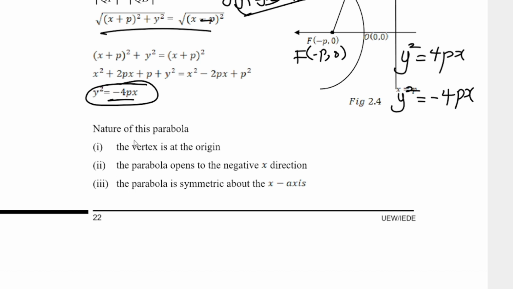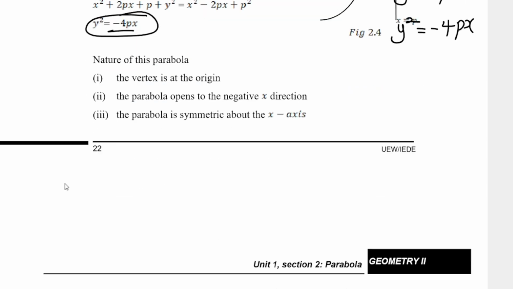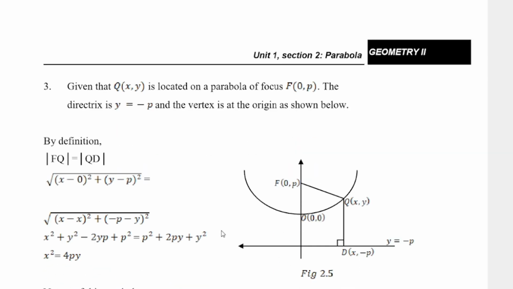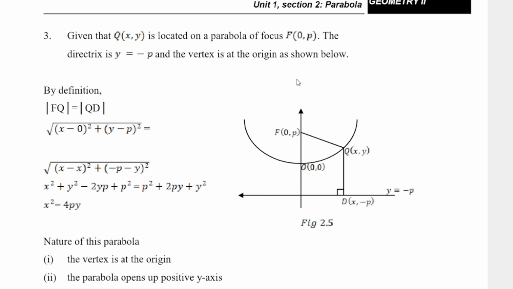And now let's talk about the nature of this parabola. So the vertex is at the origin as usual. The parabola is also open to the negative x direction. And then the parabola is symmetric about the x-axis. Now let's talk about a case where the parabola opens to the positive y direction.